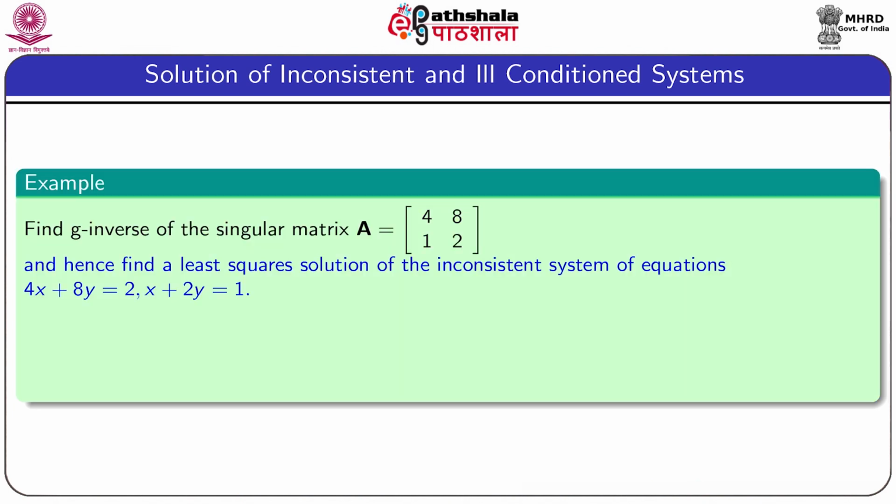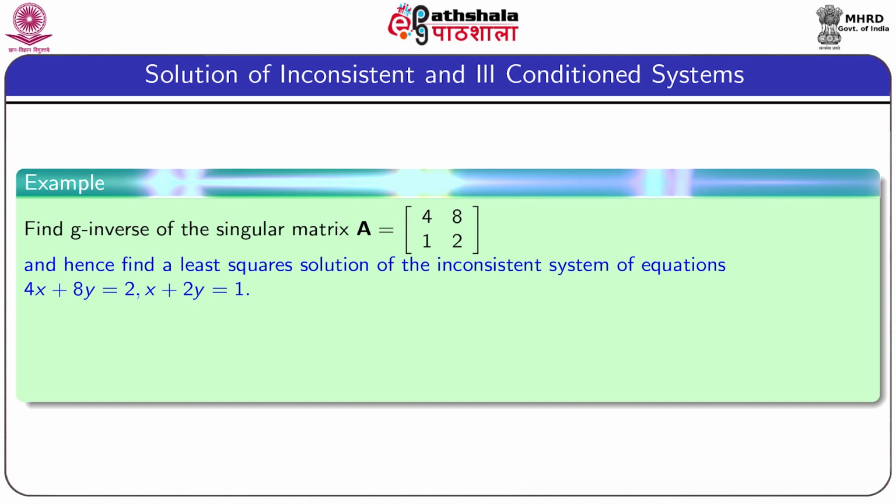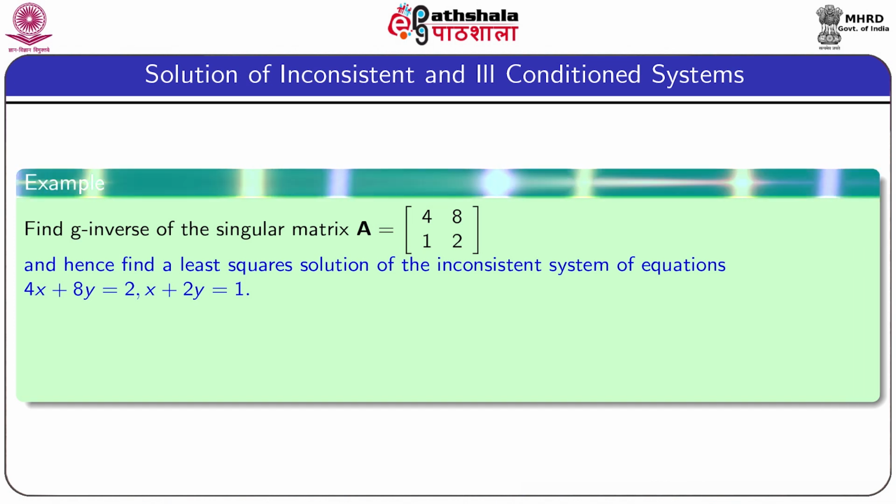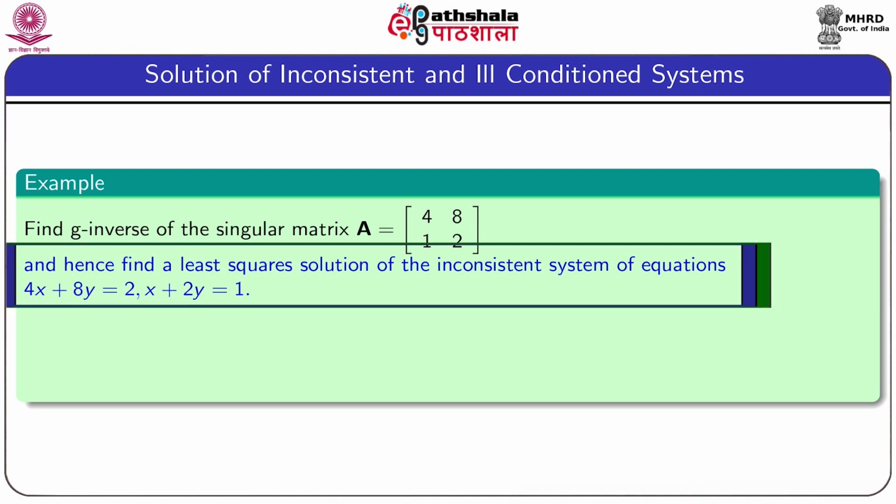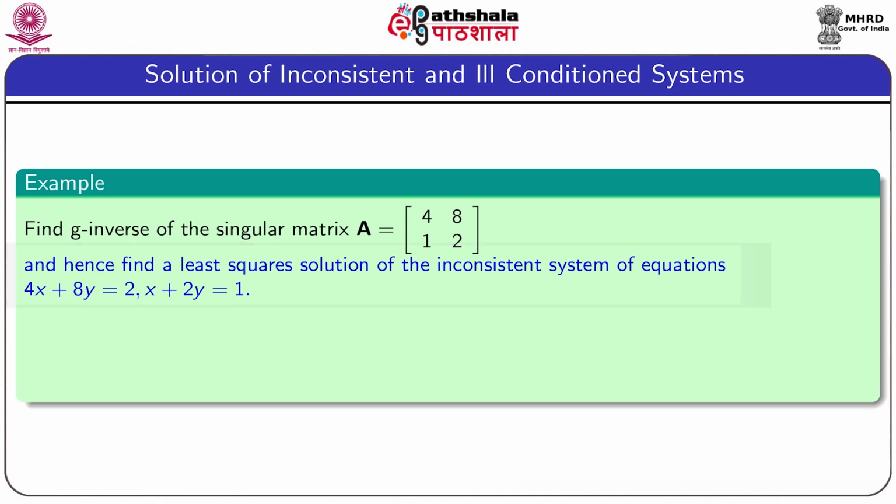Now we consider an example to illustrate the inconsistent system of equations. Let A be a matrix of order 2 by 2 whose first row is 4 8 and second row is 1 2. We have to determine the G inverse of this singular matrix A and hence find a least square solution of the inconsistent system of equations 4x plus 8y equal to 2 and x plus 2y equal to 1.